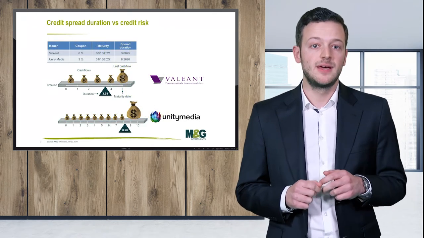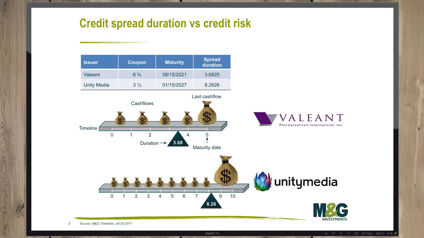There are two things that influence credit spread duration. First, the coupon. A smaller coupon means a lower cash flow and hence a higher sensitivity to price changes. Second, the duration of a bond. The longer the lifetime of a bond, the bigger is the impact of spread changes on the underlying price. As you can see, Unity Media pays a lower coupon and has a longer lifetime compared to Valiant, and therefore a higher price sensitivity to credit spread changes, in that example, 8.2 years.